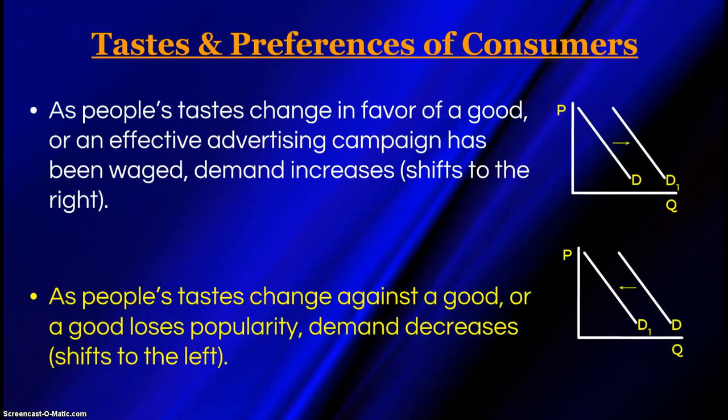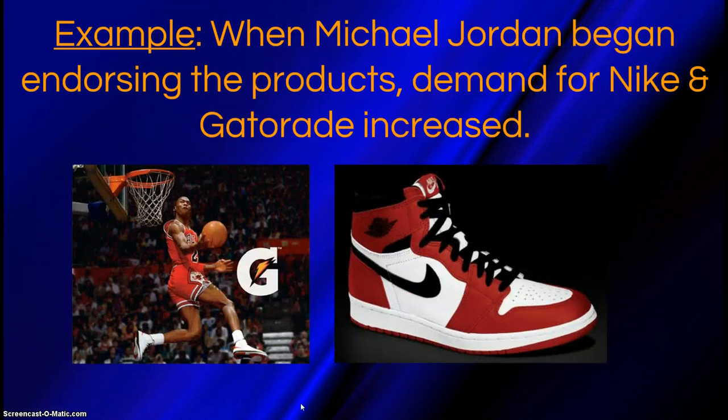The T stands for taste and preferences. So this basically means if a good is more popular, demand shifts to the right, and if a good's less popular, demand shifts to the left. So, for example, when Michael Jordan began endorsing specific products, demand for those products increased because they were more popular.